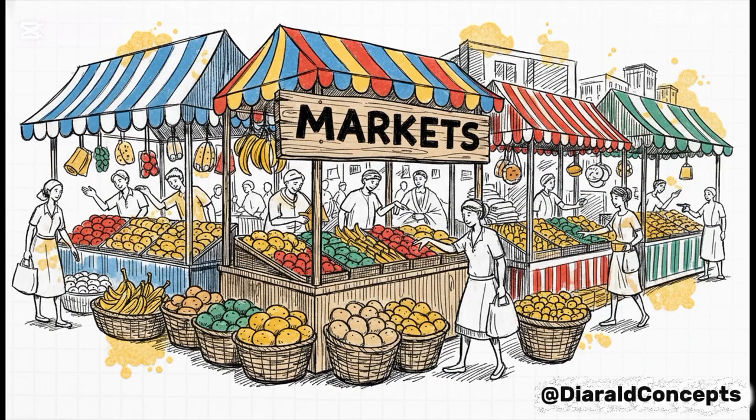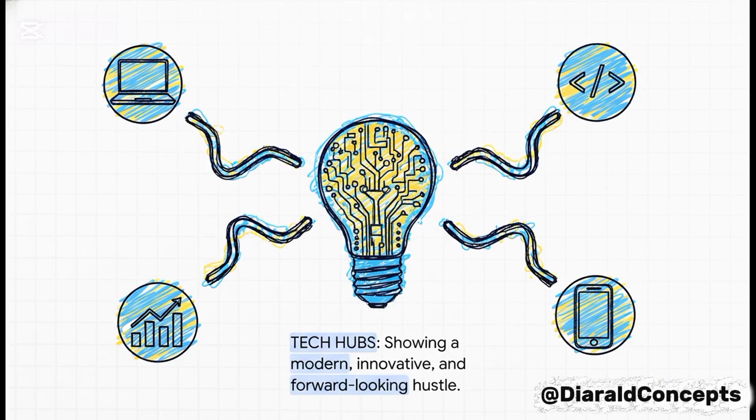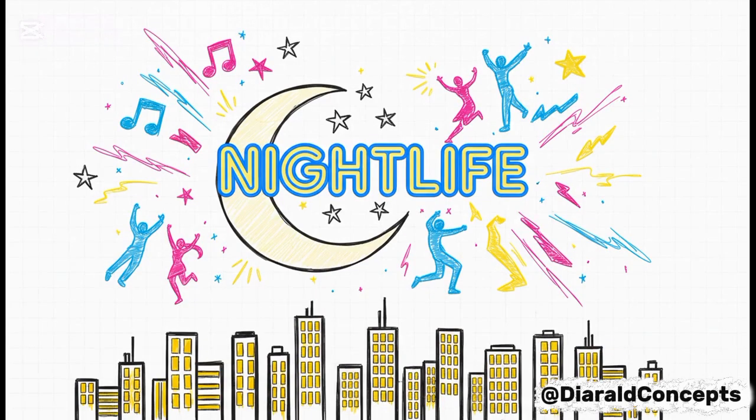First up, the markets. You can just feel the chaos, the vibrancy. It's the lifeblood of the city's commerce. Then, traffic. Yeah, it's a symbol of constant motion, but also the creativity it takes just to get around. And then you see the tech hubs. This shows us the hustle is also modern. It's innovative. It's looking to the future. And finally, the nightlife, because that energy does not stop when the sun goes down. This whole sequence of quick cuts is designed to create a feeling, a gut-level sense of relentless energy that words alone just can't do justice.